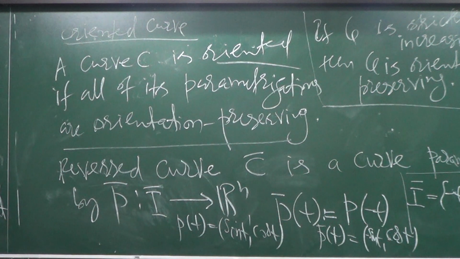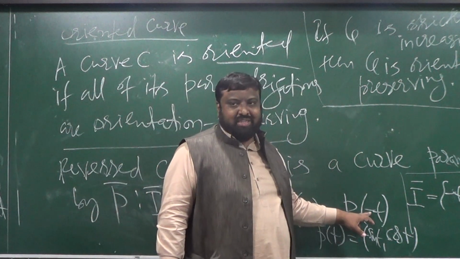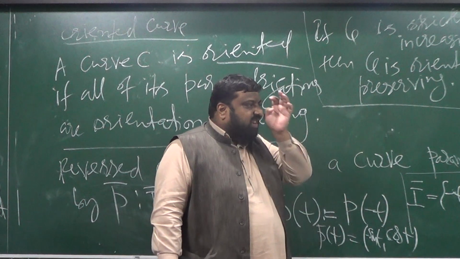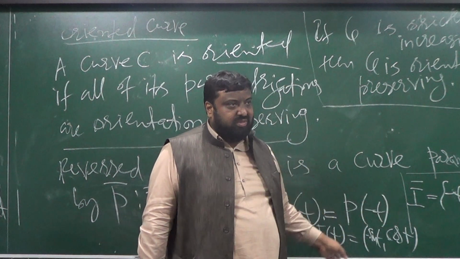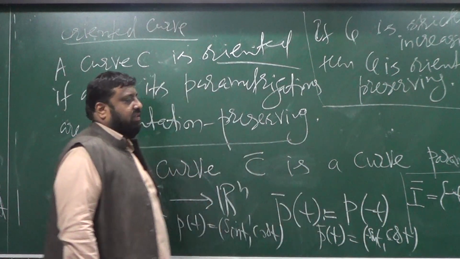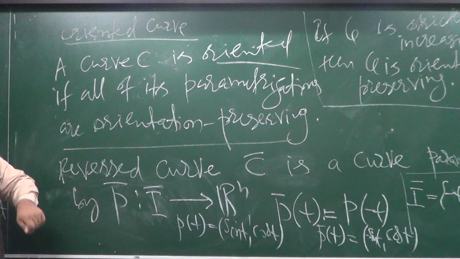Is it minus 2 pi to 0 or 0 to 2 pi? 0 to 2 pi, because we have changed T to minus T. So if you want to keep minus 2 pi to 0, then you don't need to put a minus here actually. But if you want to keep this minus, then you have to change T from 0 to 2 pi. So you can get a reverse curve of a given curve.